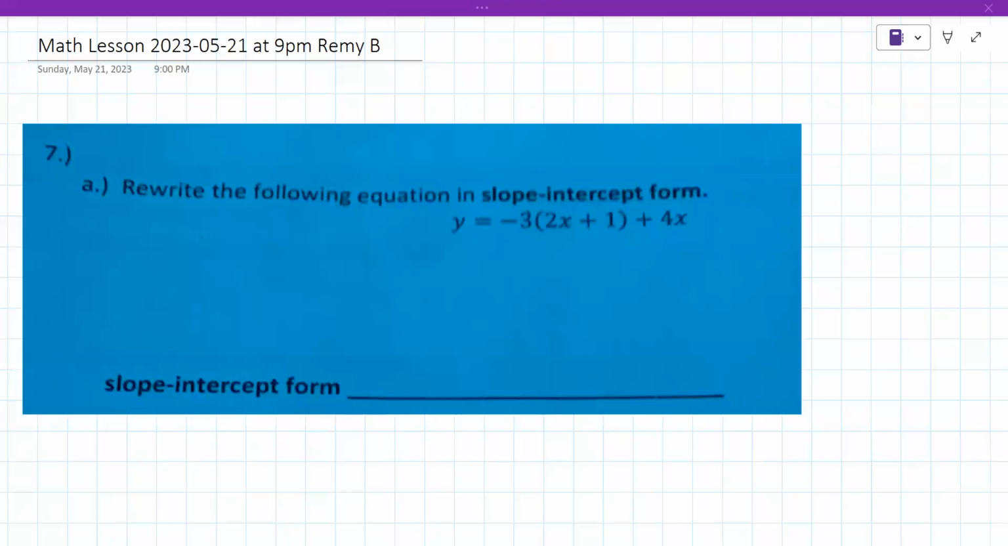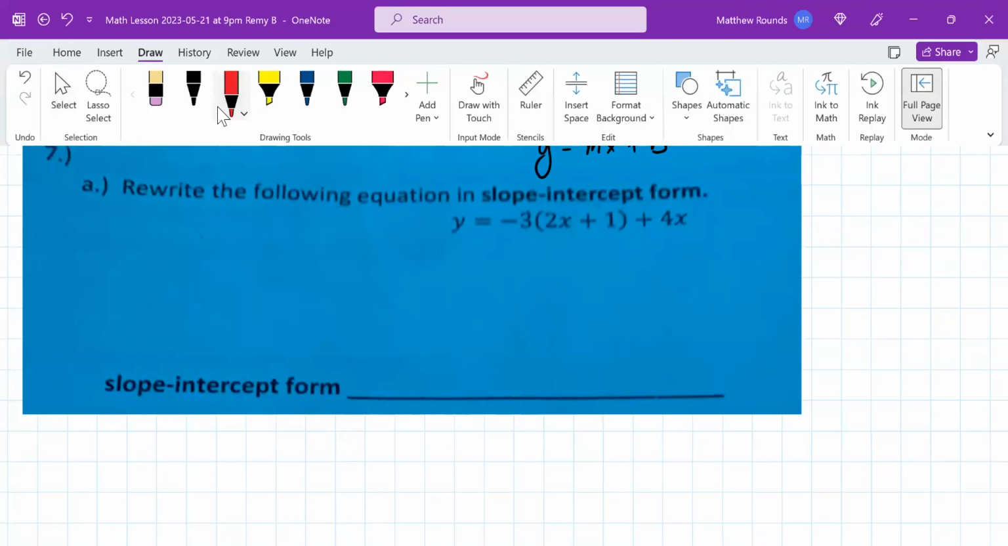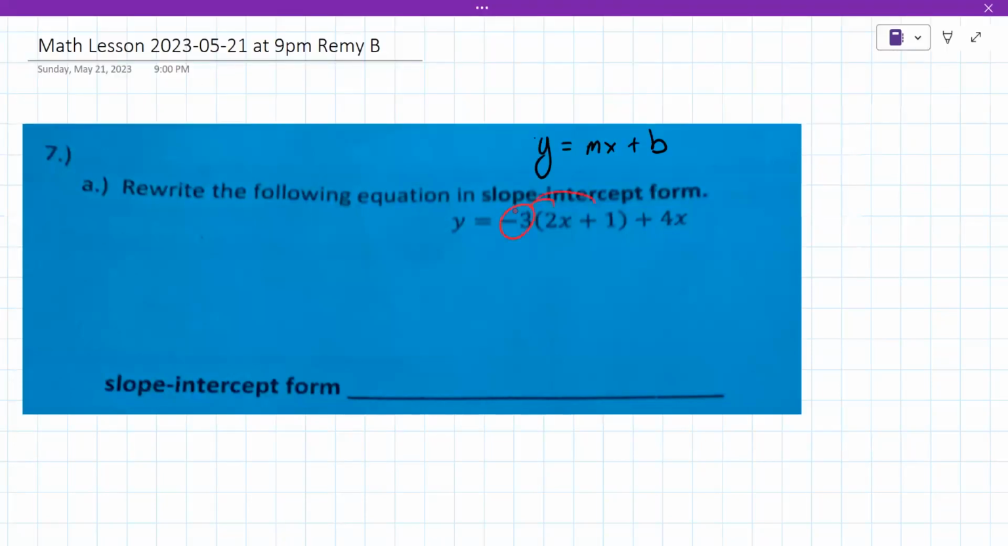All right. So it says rewrite the following equation in slope intercept form. That means y equals mx plus b. So that means you can't have extra stuff, parentheses, more than one x. So in this problem, you have to distribute the -3 to both. This -3 goes to both.